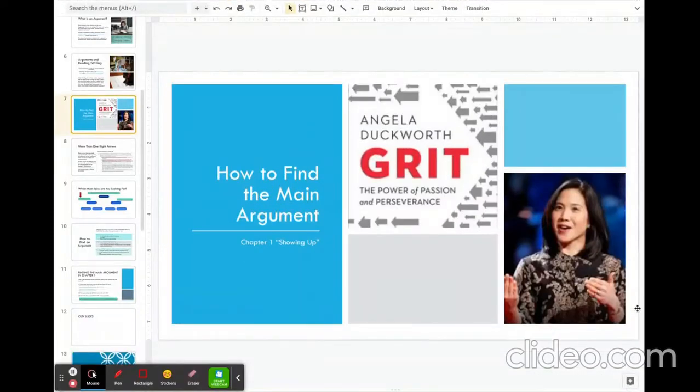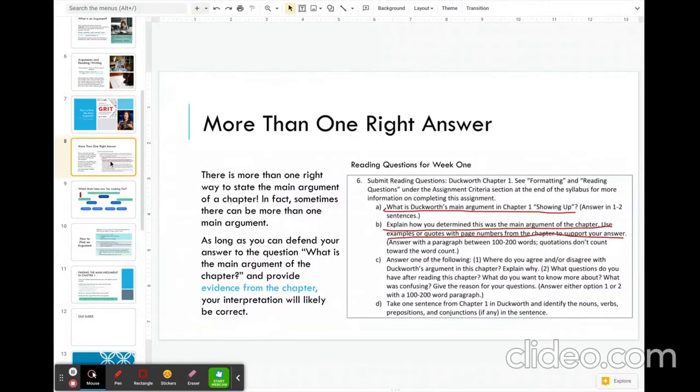In this chapter, I'm going to specifically walk you through how to find the main argument of chapter 1 showing up in Grit. Now, the first thing I want to say is that there's more than one right way to state the main idea of a chapter. In fact, sometimes different arguments can be made for a different main idea being the key idea for a chapter. What's important is that when you're answering your reading questions, you defend why you believe this should be the main idea of chapter 1, okay?